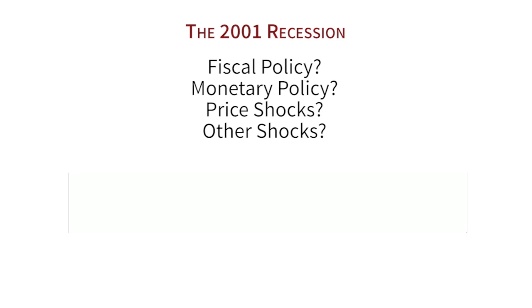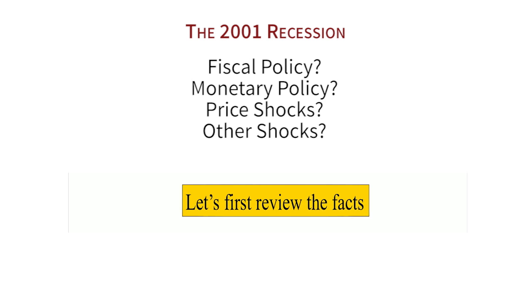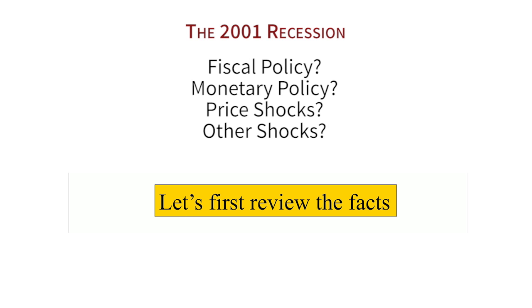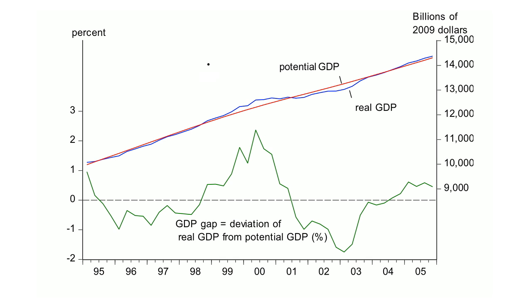Second question, the 2001 recession. Let's look at that. Was it fiscal, monetary, price shocks, or something else going on? Again, first read through the facts, see what was going on in the economy. Here's a picture, the same kind of picture that we've used before.